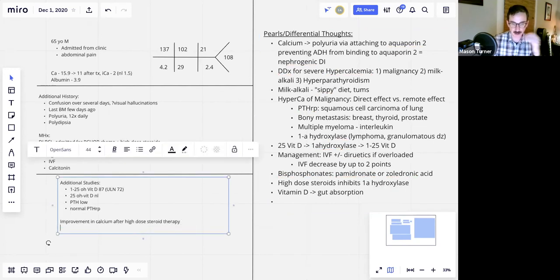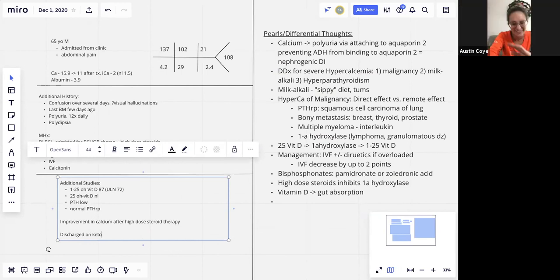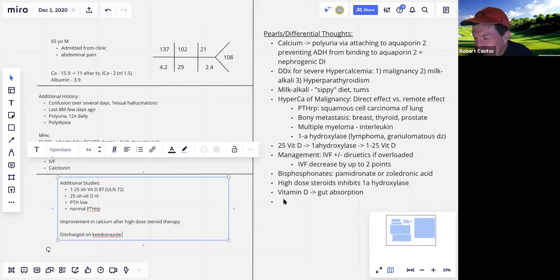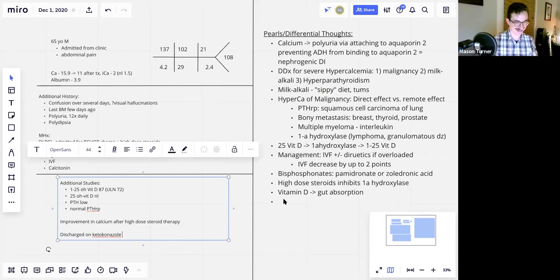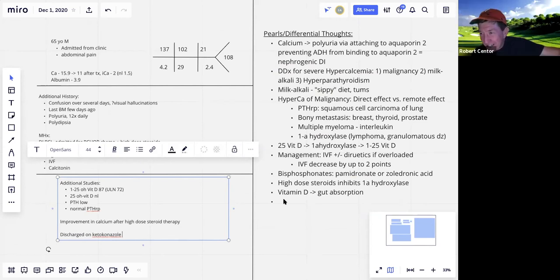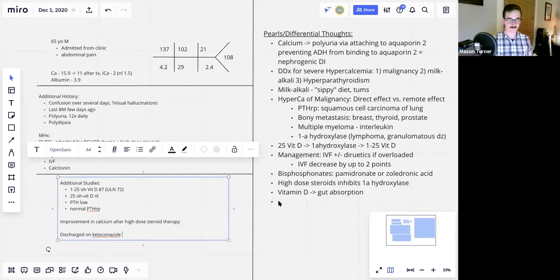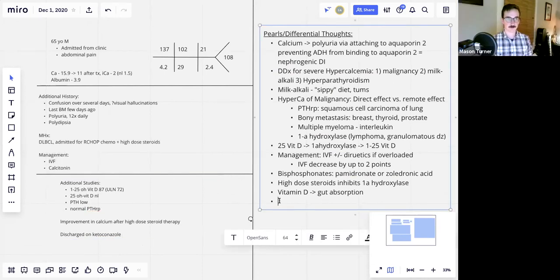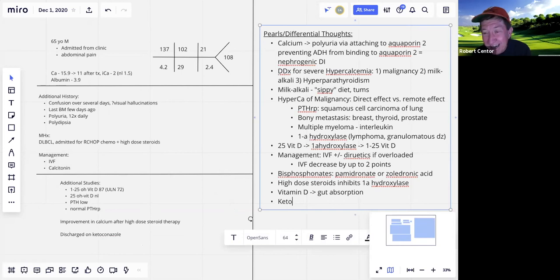So ketoconazole, we obviously think of this as an antifungal. Believe me, nobody could come up with this. But if you go and Google ketoconazole and hypercalcemia right after this, you're going to see a bunch of articles about the use of ketoconazole in the hypercalcemia of sarcoidosis. I had never heard of it, and I love hypercalcemia, and I'd never heard of it.